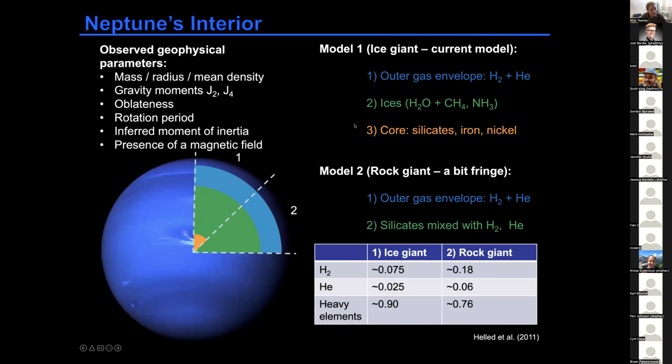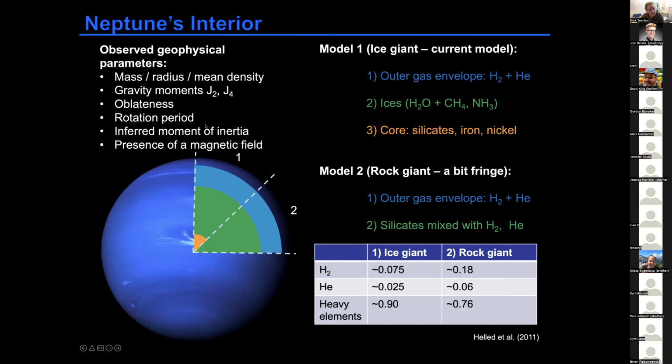So how did we arrive at that? Well, we do have some observed geophysical parameters. Voyager 2 went past Neptune in '89 and measured various things, and we've had a few observations since from occultations and things like that. But we have an idea of its mass and its radius, so we can figure out its mean density, which is, I think, around 1.5, something like that.